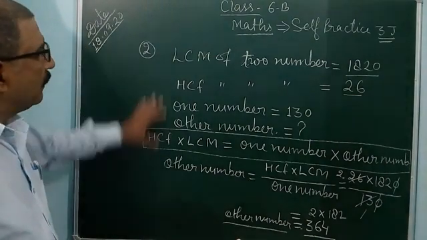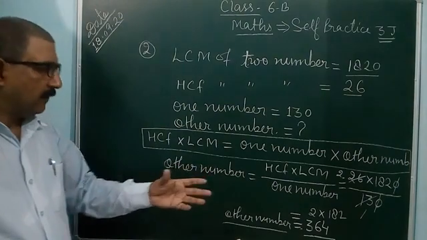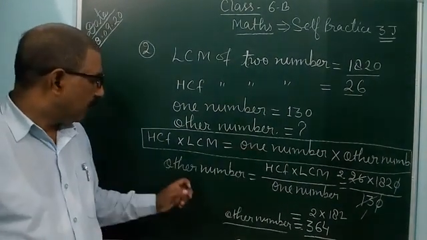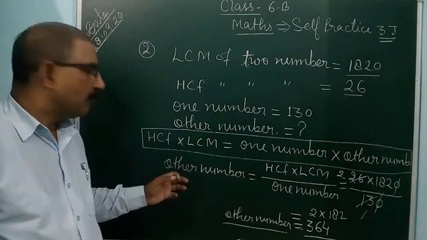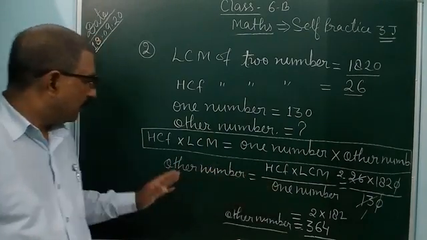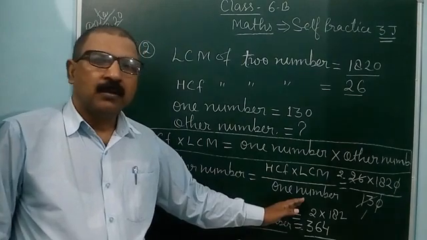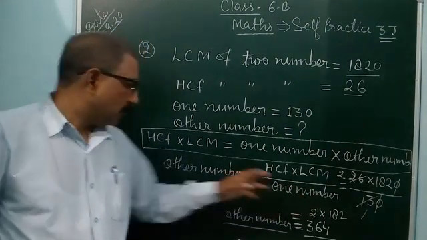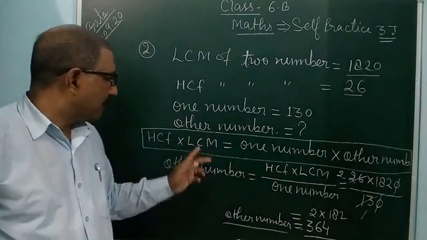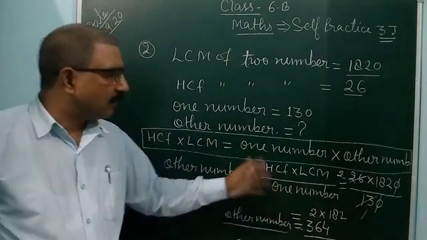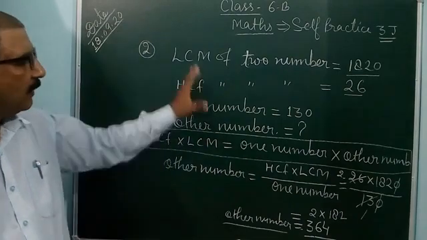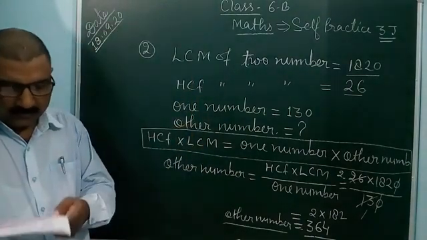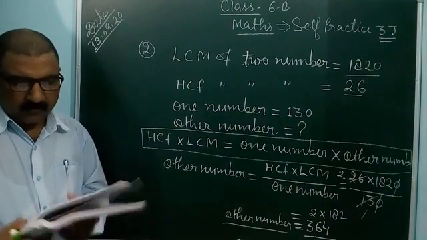So in this way you can solve this question. If it is asking for one number, you divide by the other number. One number will be here and the other number will be here. You can shift the numbers. If the question asks for one number, you divide HCF and LCM by the other number. Vice versa, you can change the formula. In this way, you can solve question number 2. Next, question number 3.